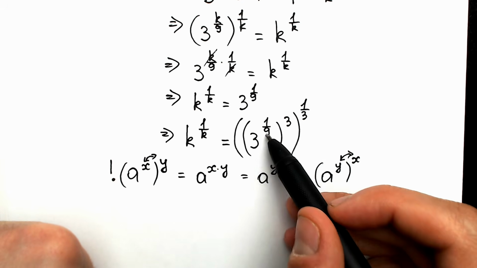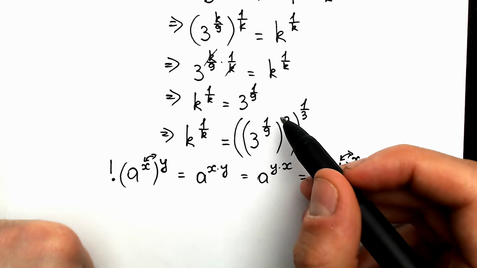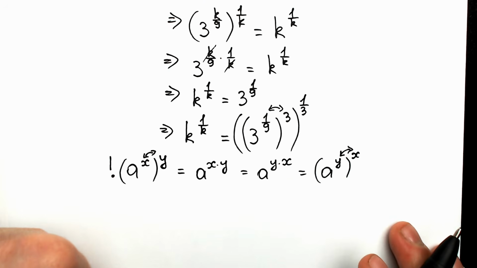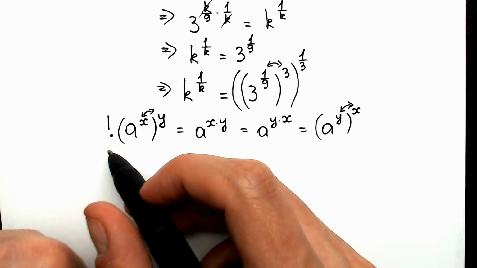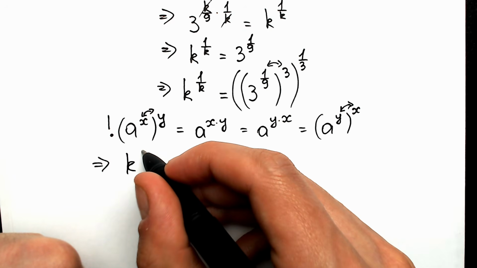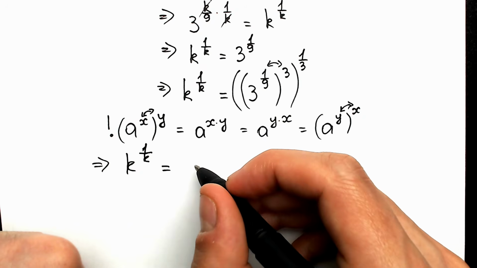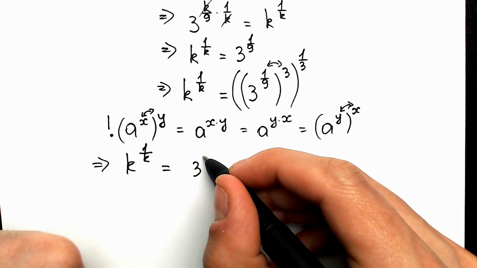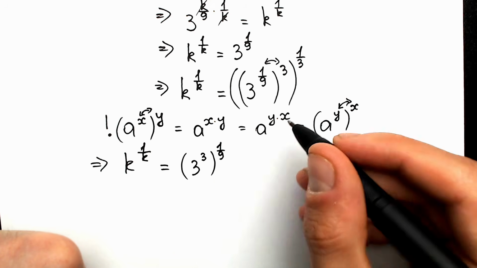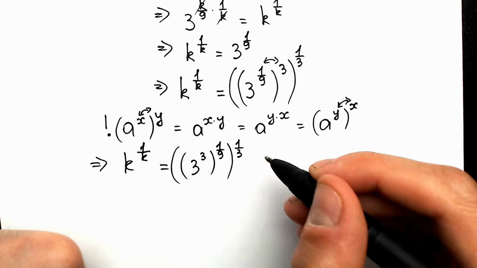Let's look closely at this expression: 1 over 9 and 3 right here. According to this property, we can swap these constants, their positions. So let's do it. We have k to the power 1 over k equals 3 to the power 3, which we write right here, raised to the power 1 over 9, and raised to the power 1 over 3.